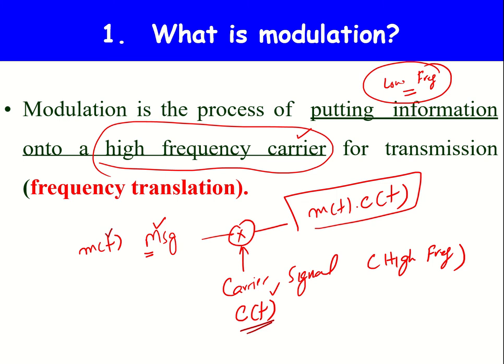Based on the change in the characteristics of the carrier signal, we can get different kinds of modulations, which we will look at after a couple of slides. So this is the basic idea of modulation, and this is our modulated signal.